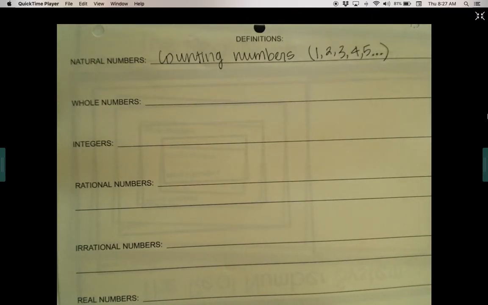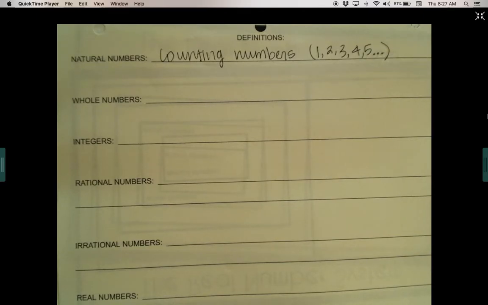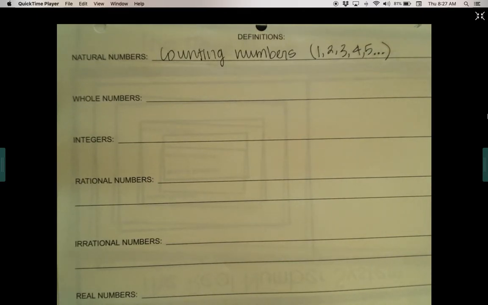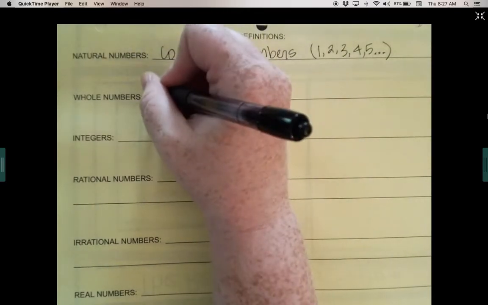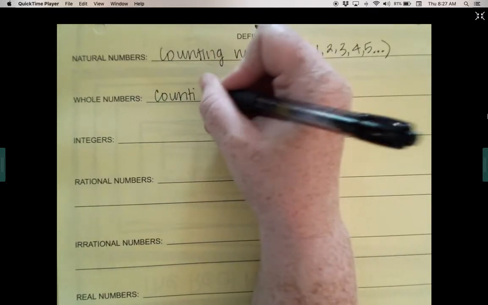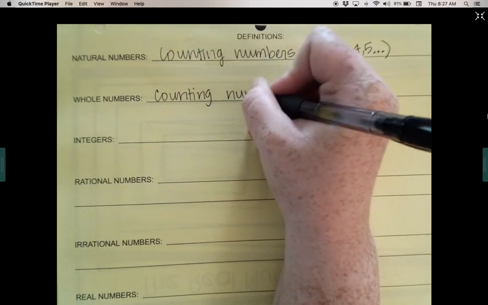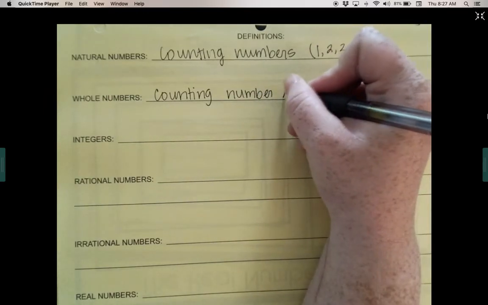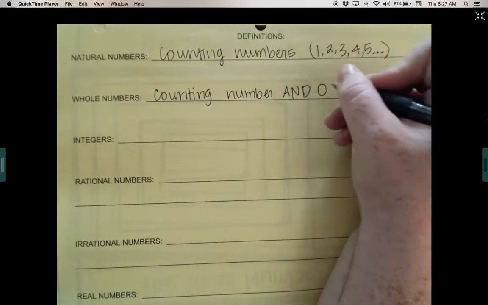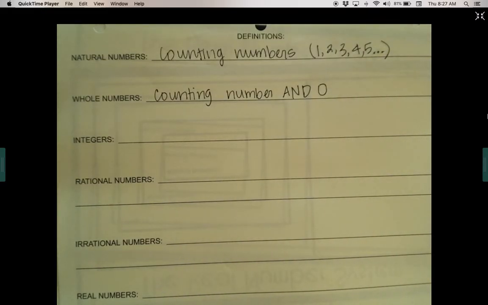The counting or natural numbers, when you were in elementary school, were probably just called counting numbers. I don't think they were called anything else. Okay, a whole number is a counting number but it also includes 0. So the only difference between natural numbers and whole numbers is that whole numbers include 0.